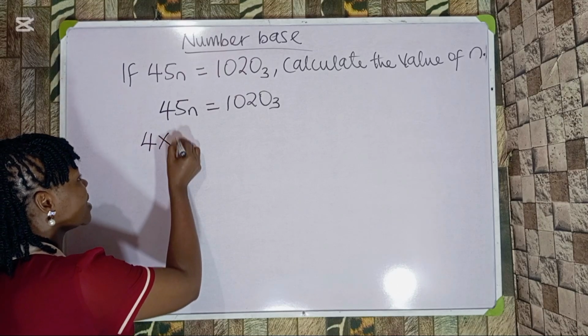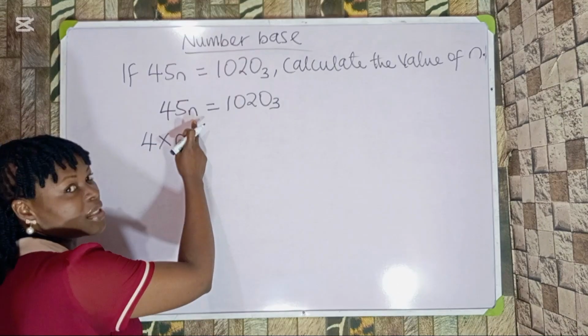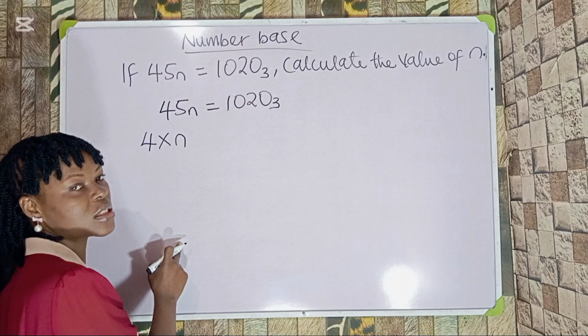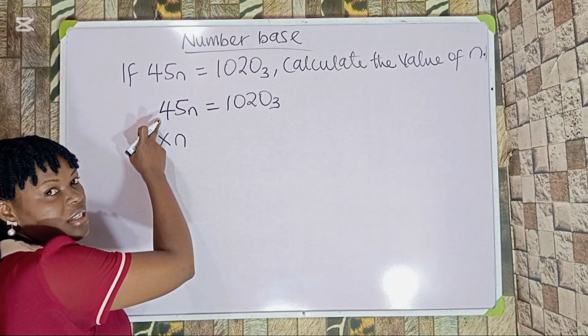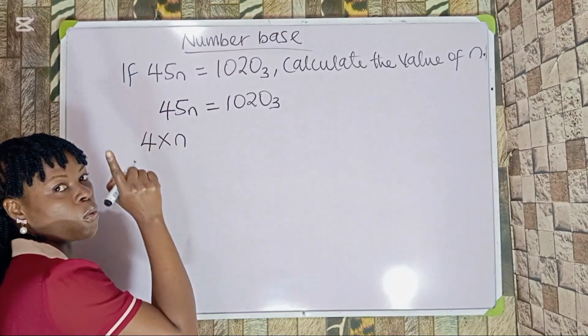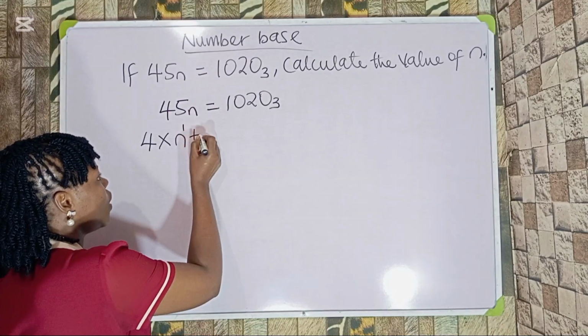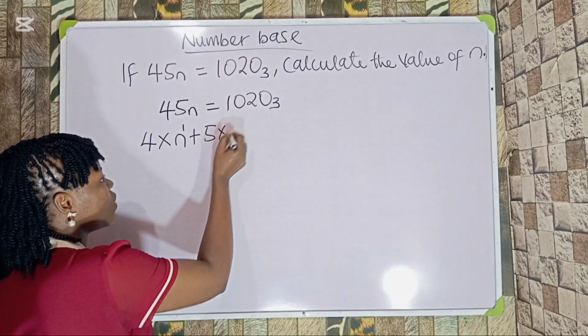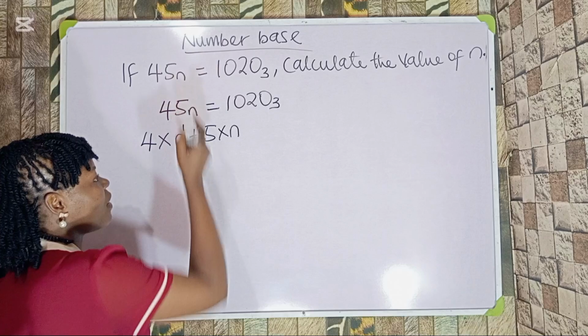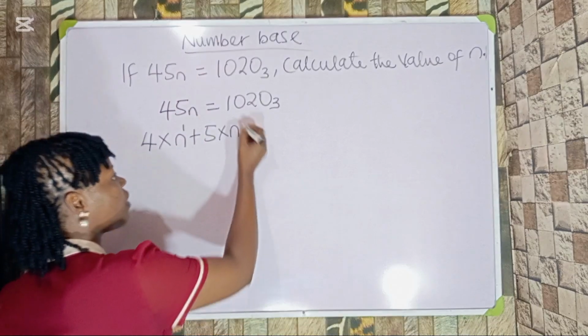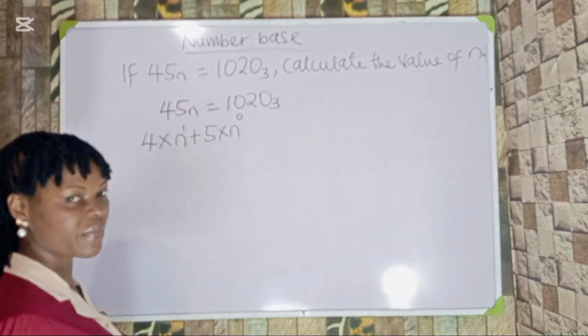We start with the first number, which is 4. 4 times n, because this is the base here, right? Raised to the power of what? We have taken 4, which is the first digit, remaining 1, so raised to the power of 1, right? Now plus 5 times n, raised to the power of what? This is the last number, so raised to the power of 0. I hope that is clear.